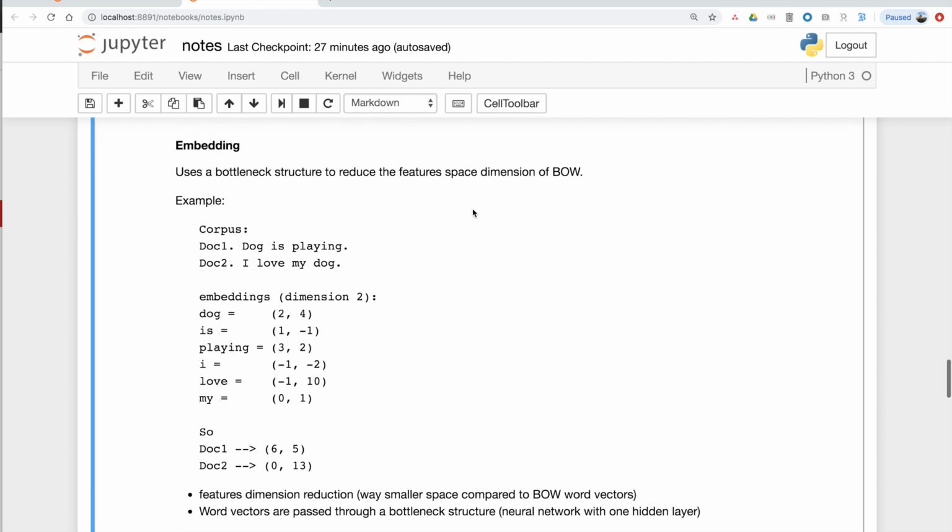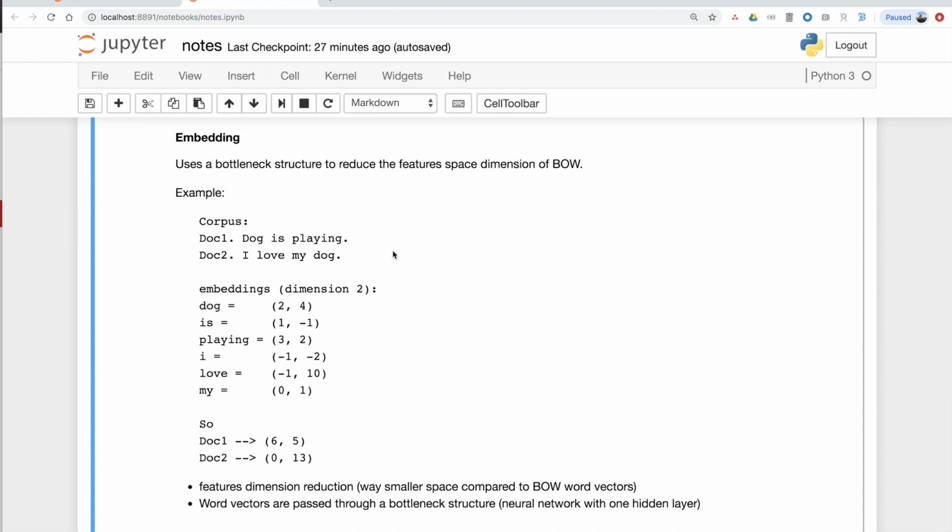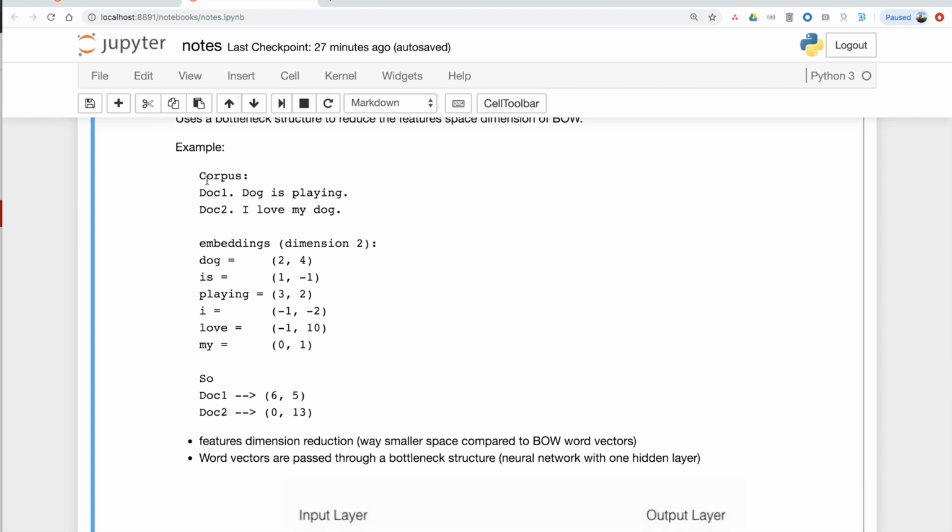How we do it in embedding, to show you an example: remember that corpus that we had, document one, document two. Now we say, okay, we want to project this feature space, instead of a six-dimensional space, to a space of dimension two. So essentially, it will do its magic, and then dog is now mapped to this two-dimensional point. These are just my own random two-dimensional vectors, but just to give you the idea. And so on.